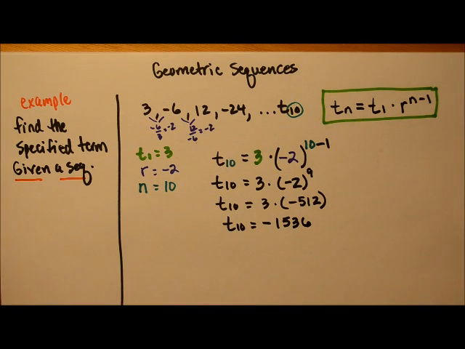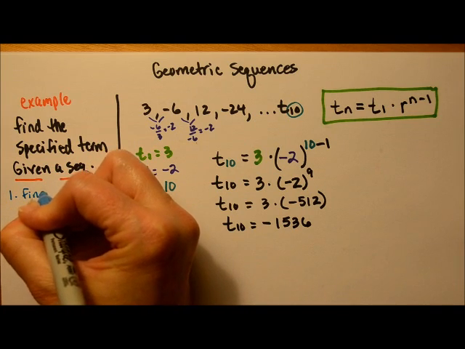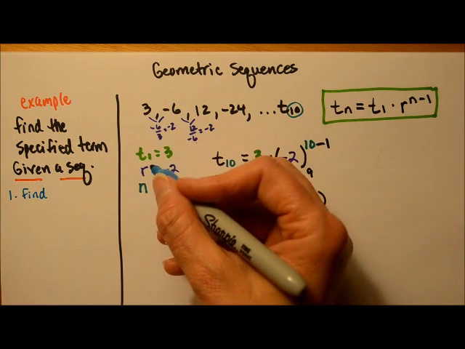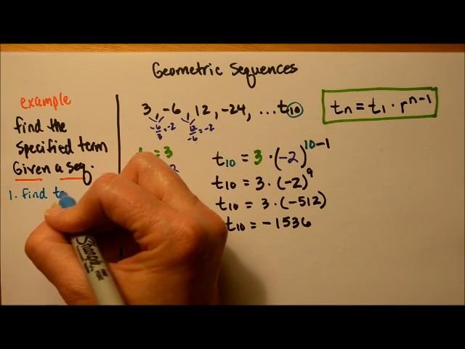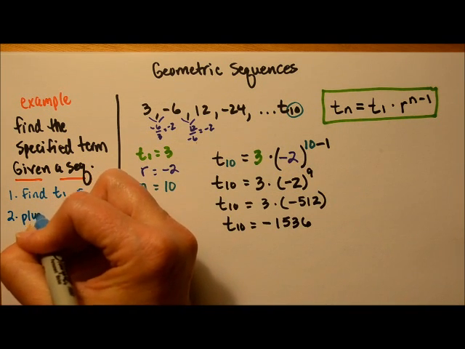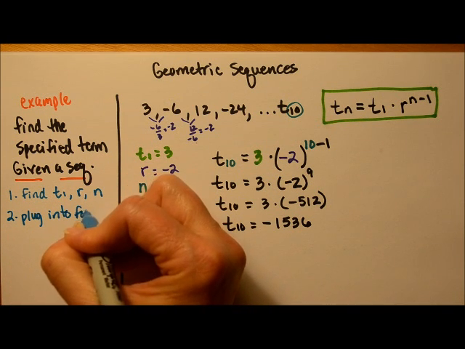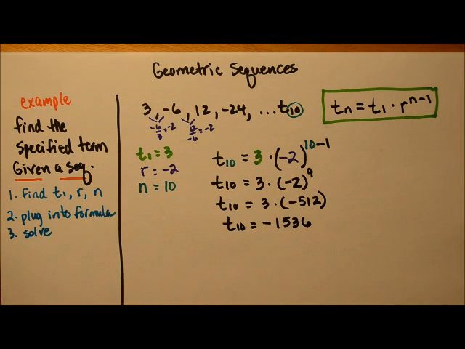Okay, and that's it. That's all I have to do. Find T1, r, and n. Plug it into that equation, and I am good to go. So as for steps, one, you have to find one of them. Sometimes you have to find r first, sometimes you have to find T1. So find T1, r, and n. Number two, plug into formula. Three, solve. There's my steps.